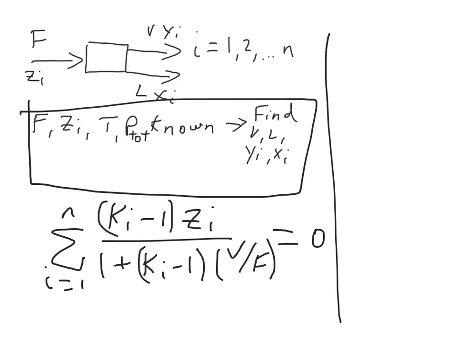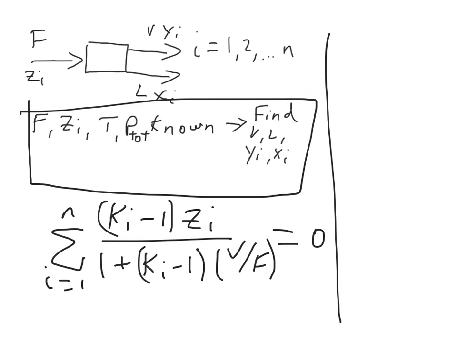We know the properties of the feed, its mole fractions. We know the total pressure in the flash drum. We know the temperature, and we're asked to find again the outlet compositions and the outlet flow rates. Here's the equation that applies. So how are we going to do this? We use this equation to solve for the unknown variables.